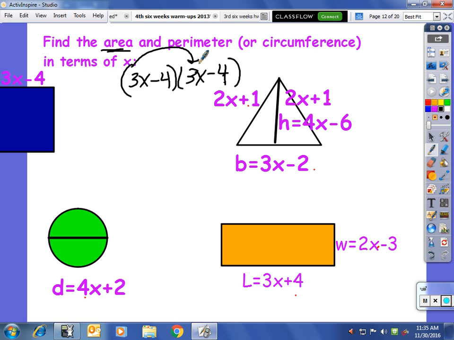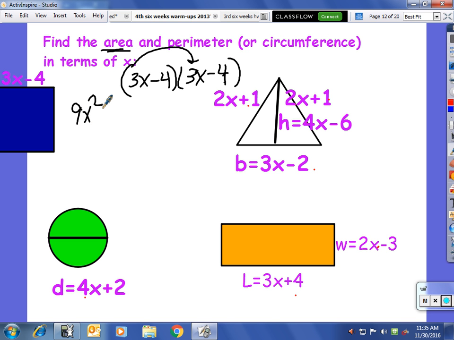Because you got to do 3x times 3x, which is 9x squared. And that's another thing kids are forgetting. They're saying 3x times 3x is 9x. That's not true. Then you do 3x times negative 4. Negative 12x. And then you're going to get another negative 12x. And at the very end, you're going to get a positive 16.